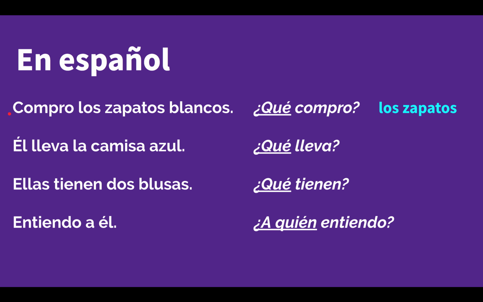Los zapatos. Él lleva la camisa azul. ¿Qué lleva? La camisa. So that's our direct object. Ellas tienen 2 blusas. ¿Qué tienen? Las blusas. Entiendo a él. ¿A quién entiendo? A él.